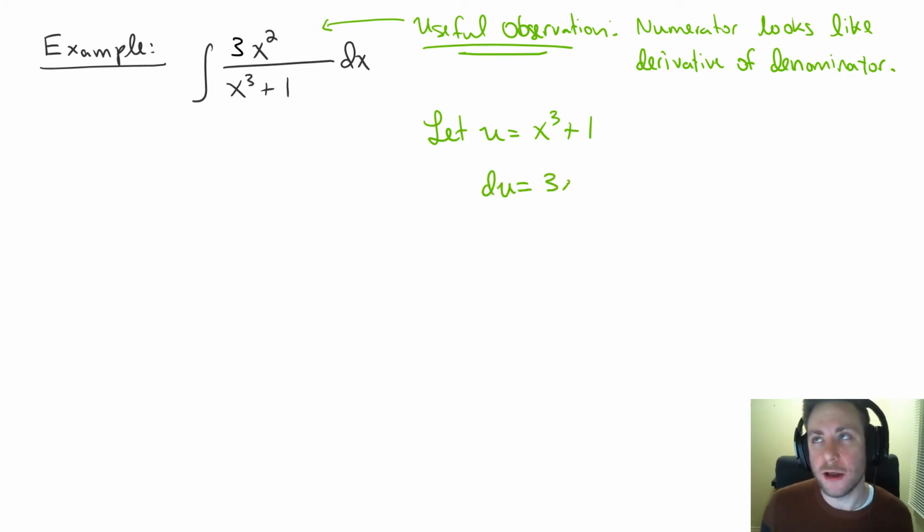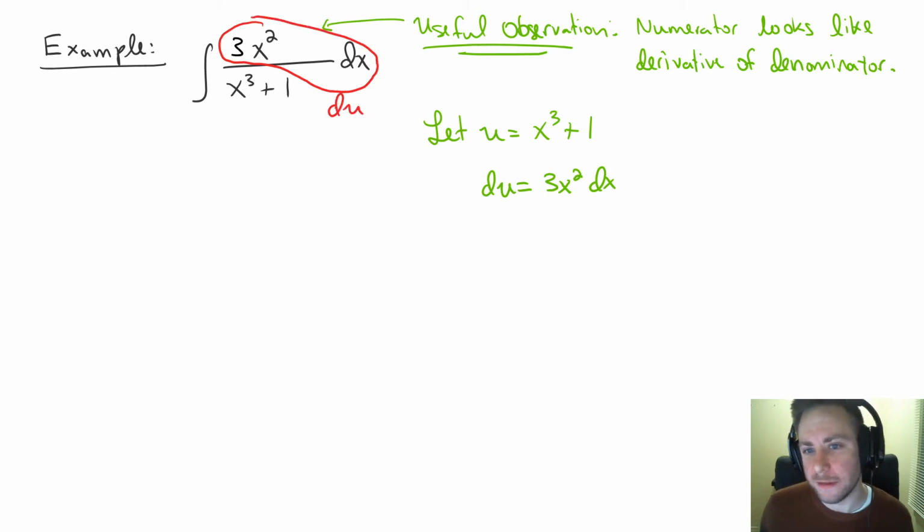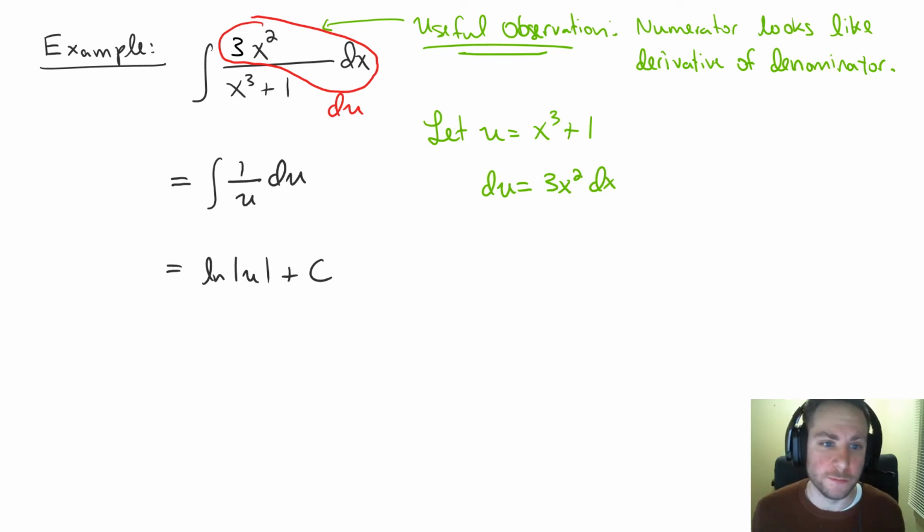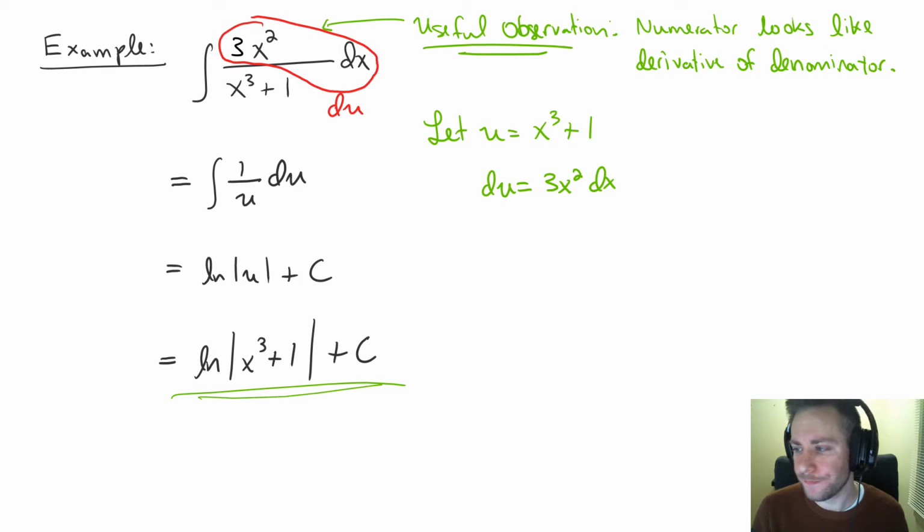When we go to get du, we find that it's 3x squared dx, and that's an expression that appears in our integral, meaning that entire chunk can just be called du. So we get a pretty nice integral, 1 over u du, as a result. Now we can recognize that as ln of the absolute value of u, and we're done. Just don't forget to express u back in terms of x.